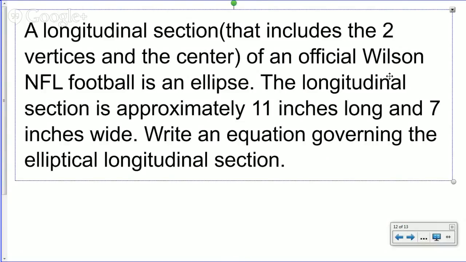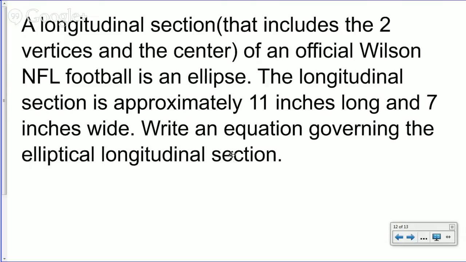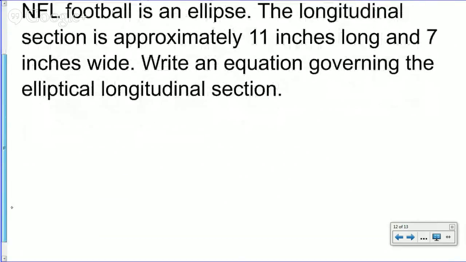All right, so I got a little word problem here. The longitudinal section that includes the 2 vertices and the center of an official Wilson NFL football is an ellipse. The longitudinal section is approximately 11 inches long and 7 inches wide. Write an equation governing the elliptical longitudinal section. So some big words here.